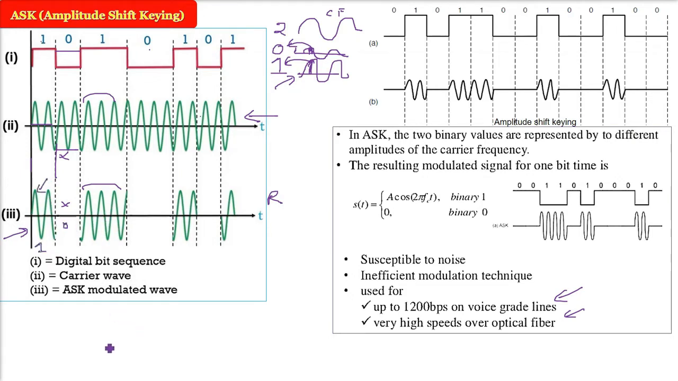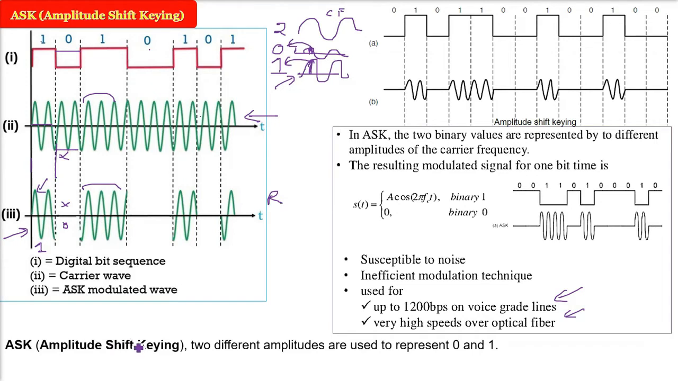So in amplitude shift keying, two different amplitudes are used to represent 0 and 1. More than 2 levels can be used to encode multiple bits per symbol also. For example, in one symbol you can send 0, 0. You can send 0, 1, 0 like this.